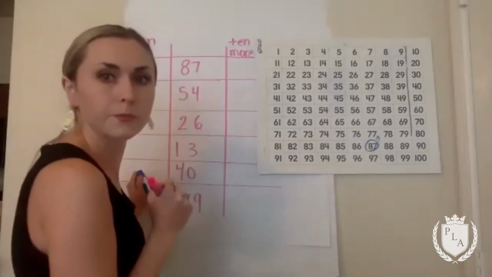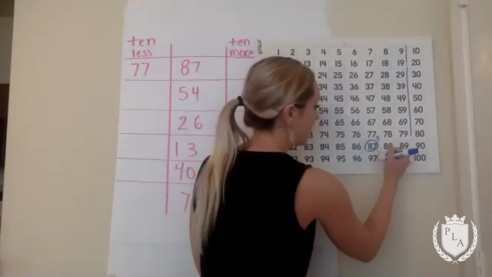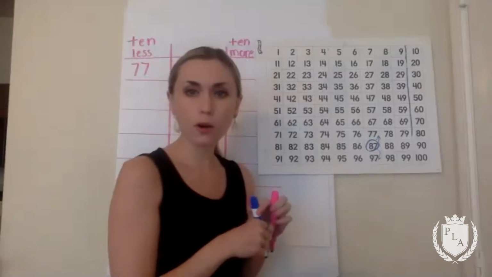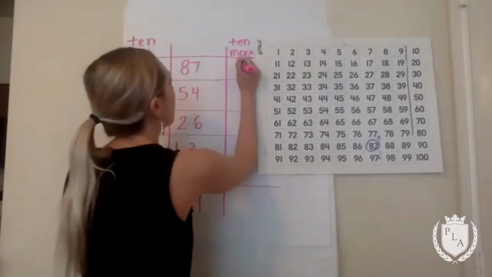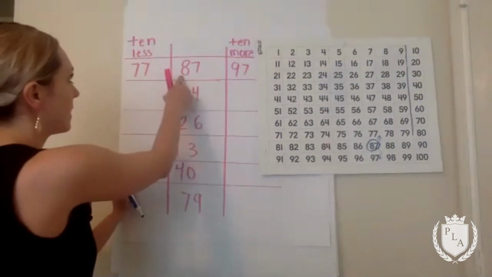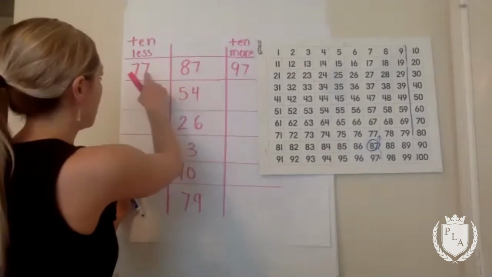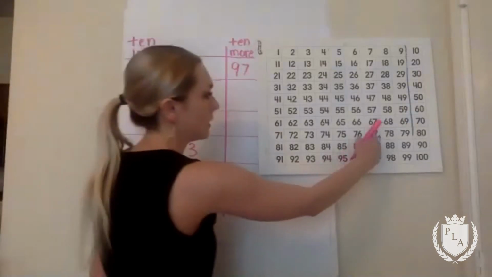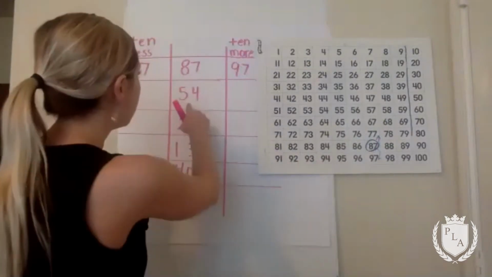So I will write 77 right here. Now I need to find 10 more. Jump down one spot. So 10 more is the number 97. Good job. Again, notice 7, 8, 9. The tens changed. The ones stayed the same. They are all going to be 7. Okay, we're moving on to the next one.